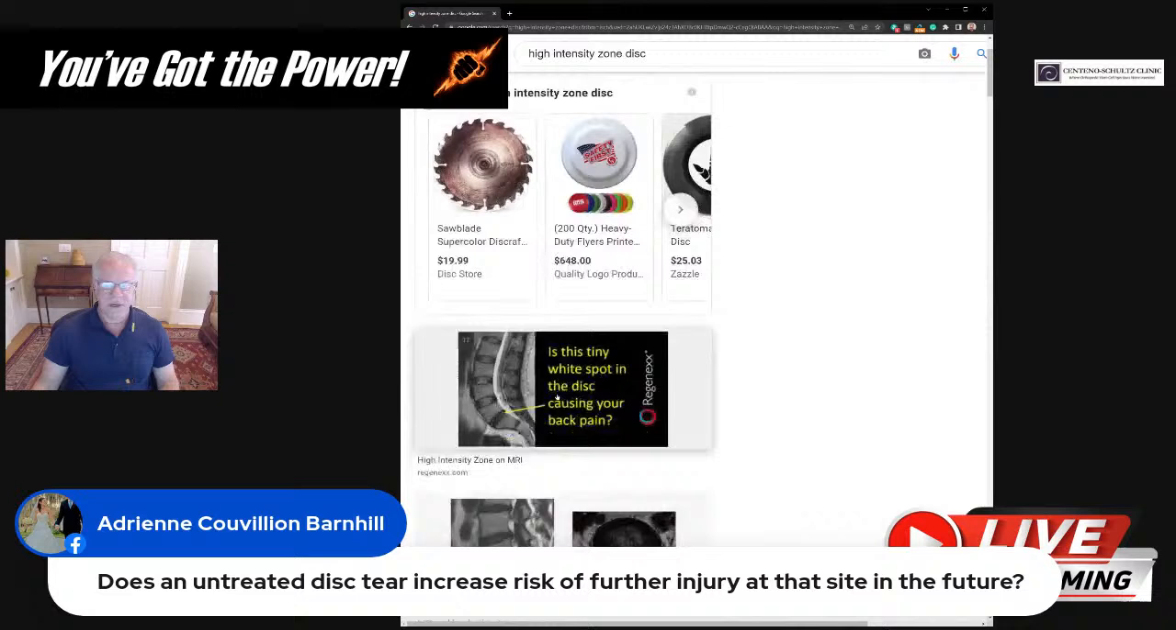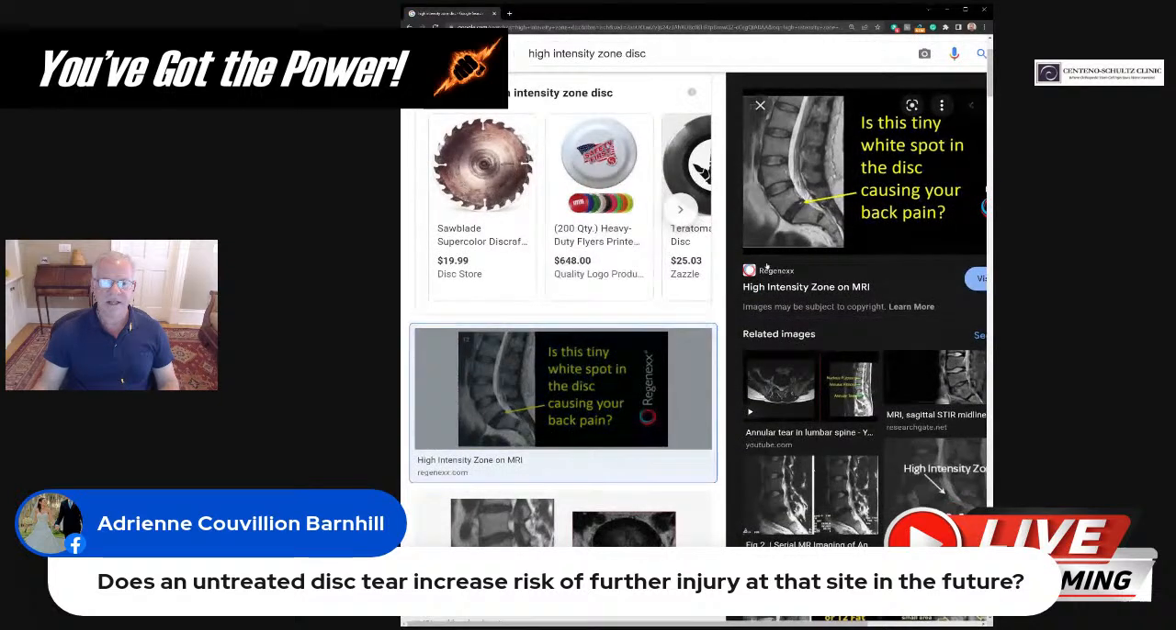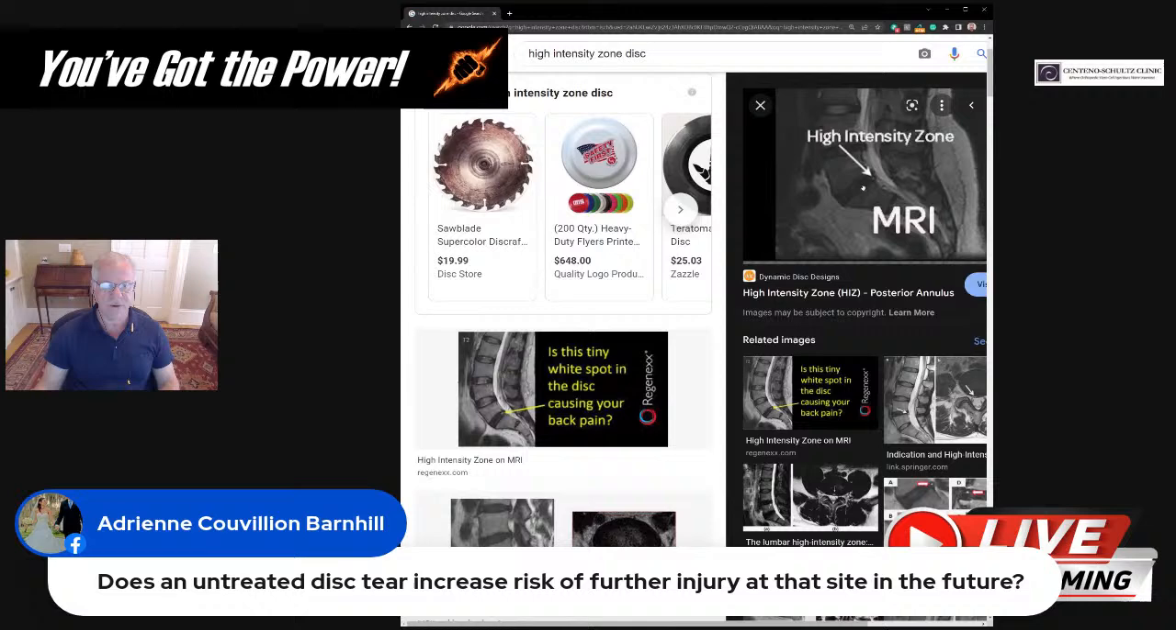Oh, there's one of ours. So basically, you're talking about a little white spot in the back part of the disc. And a white spot in the back of the disc is called a high intensity zone. There's another picture of it. And that indicates a disc tear.